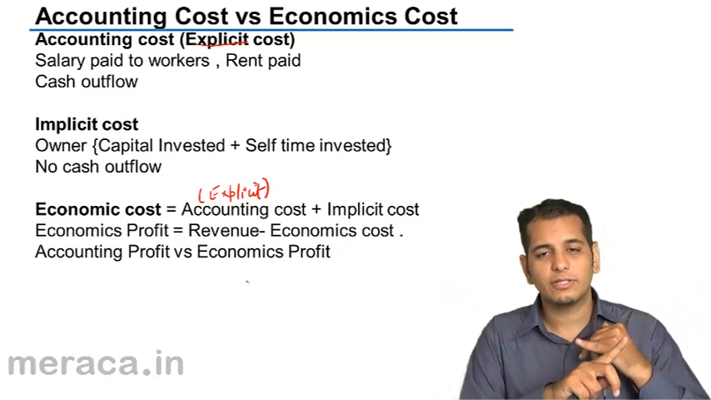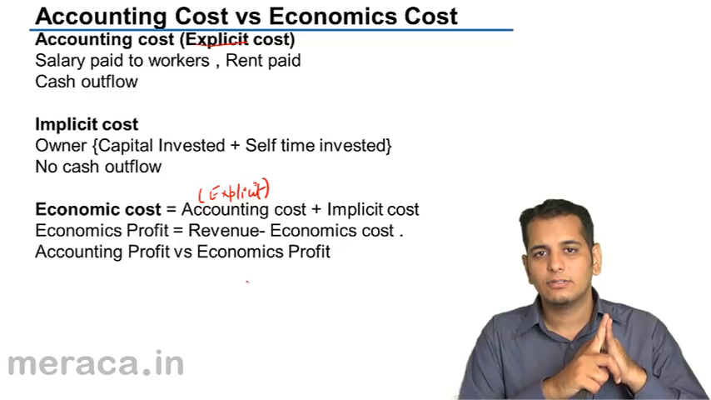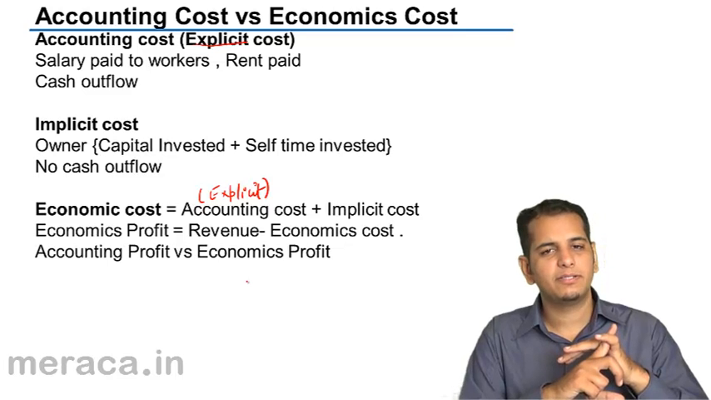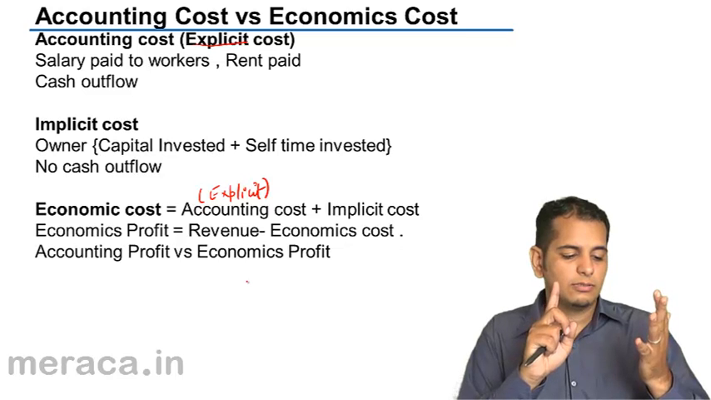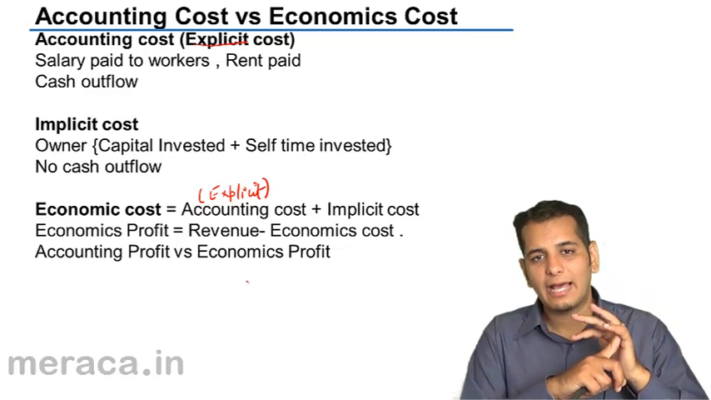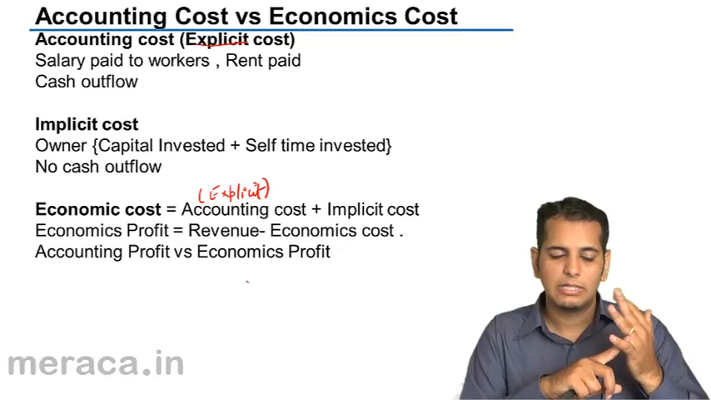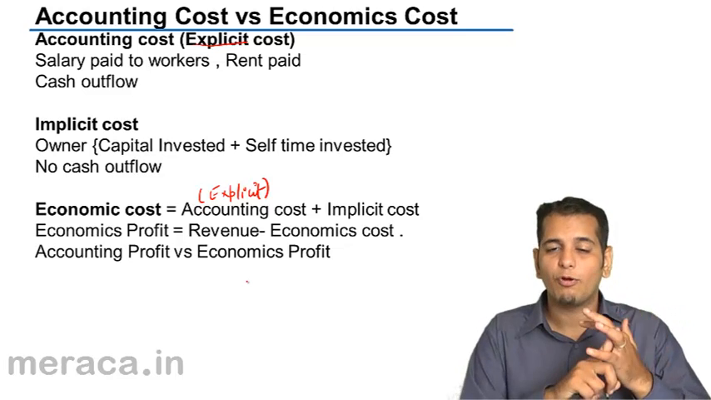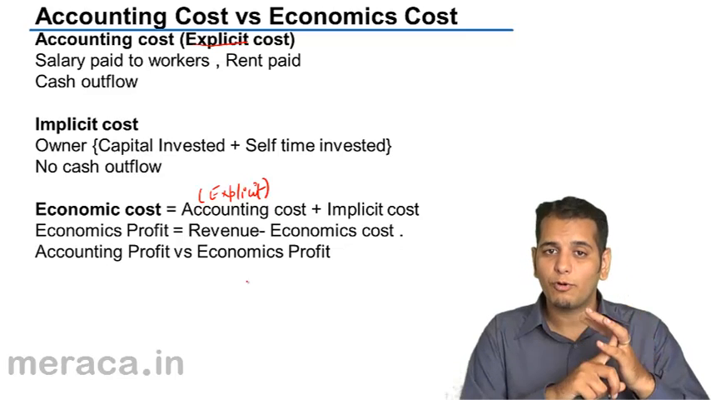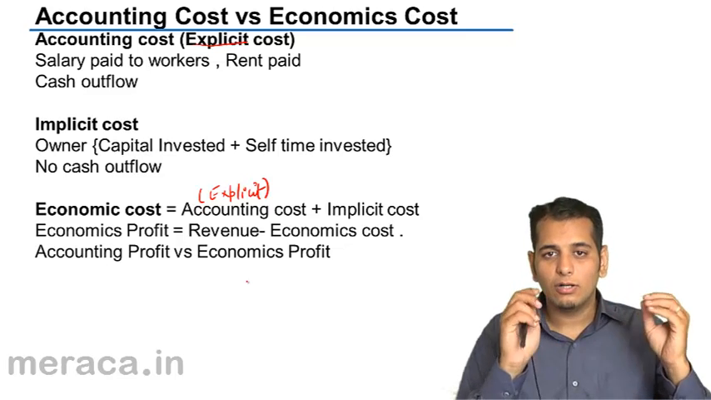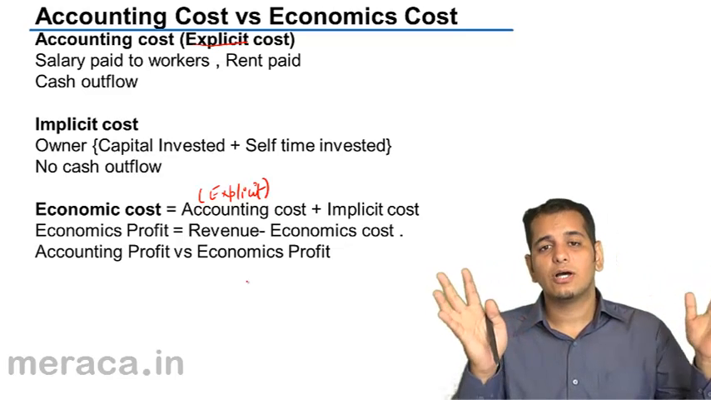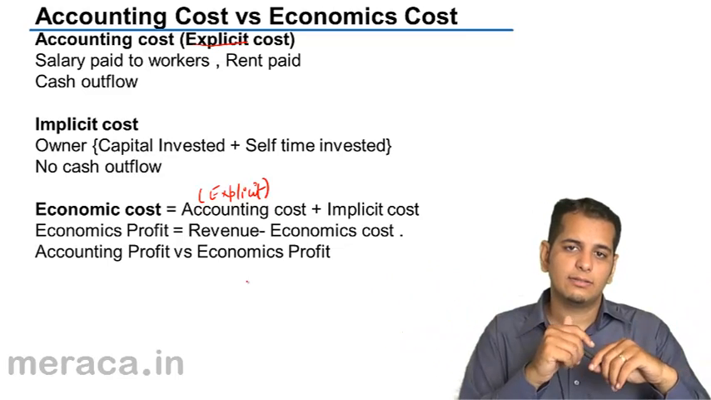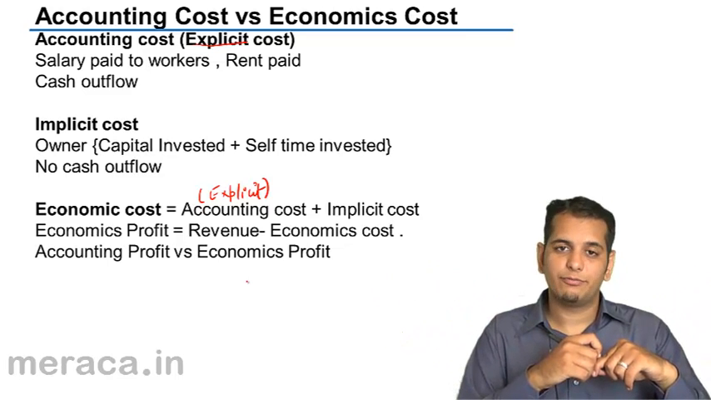So economic cost includes the rent for the land owned by the entrepreneur, the interest on the capital invested by the entrepreneur, salary for the time he invests into his own business, and not only that, but profit as well. The normal profit that he would earn on such business. So, this is how accounting profit and economic profits are different.